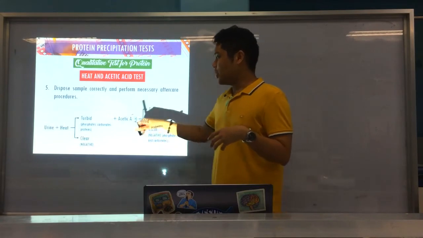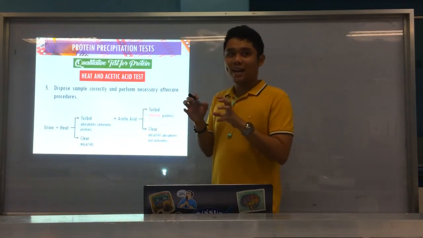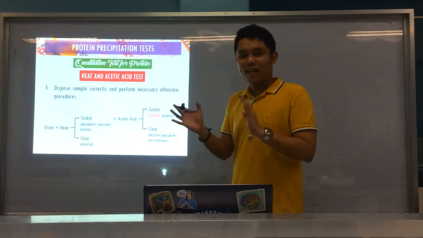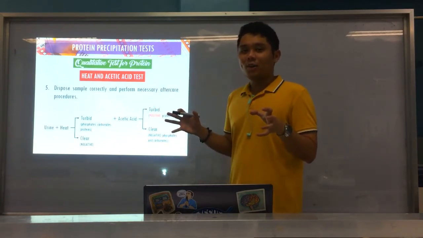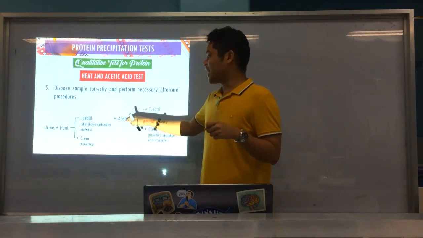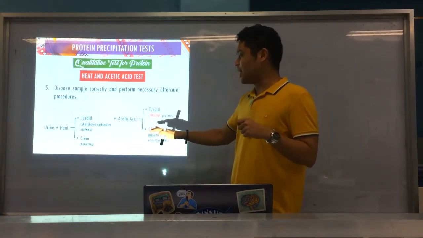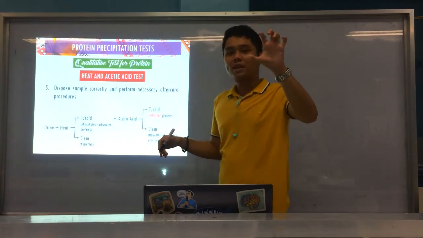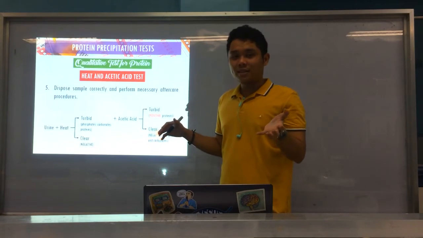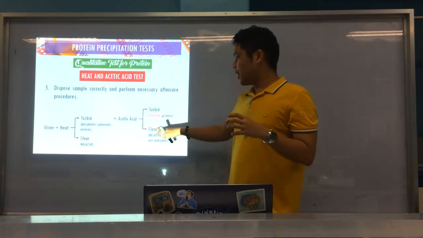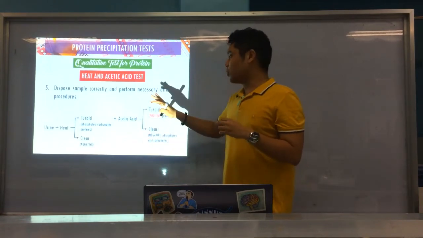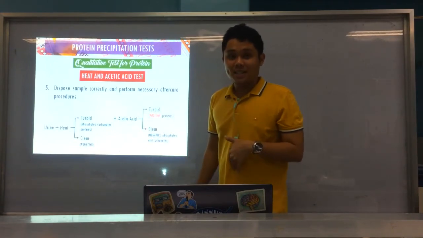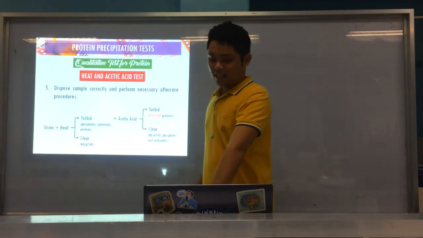Again, urine and heat, which we heated, if it turns turbid, it could be the presence of either phosphates, carbonates, and proteins. So we cannot isolate or specify it yet. But after adding acetic acid, if the turbidity disappears, then what caused the initial turbidity is phosphates or carbonates, since they dissolved in acetic acid and the solution became clear. But if the turbidity persists, then it's really positive for the presence of proteins. Okay? Alright, so that's for heat and acetic acid.